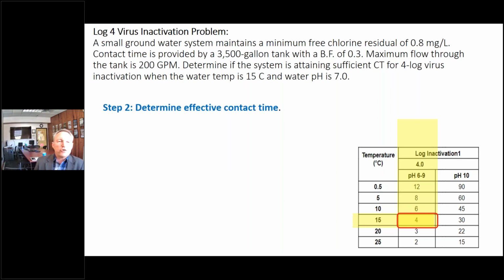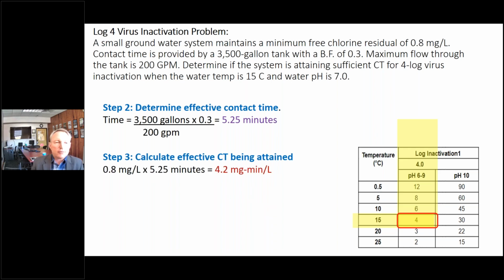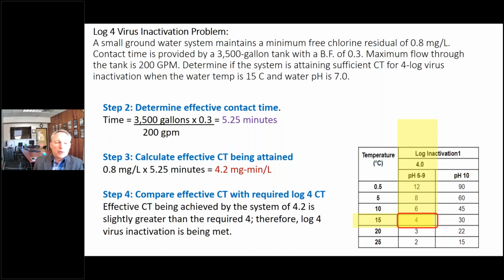First of all, step 2, after we've determined the required CT value, we're going to determine the effective contact time. So we take our 3,500 gallon tank and multiply it by 0.3, which is our baffling factor, and divide it by the flow of 200 gallons a minute. So our effective contact time is 5.25 minutes. So that's the T of our CT value. What is the C? It's that 0.8 milligram per liter residual. So let's plug that in. 0.8 milligram per liter times 5.25 minutes gives us 4.2 milligram-minutes per liter. So it looks like we've just barely scraped by there, but we are meeting 4-log virus inactivation, just barely, but we're meeting it.